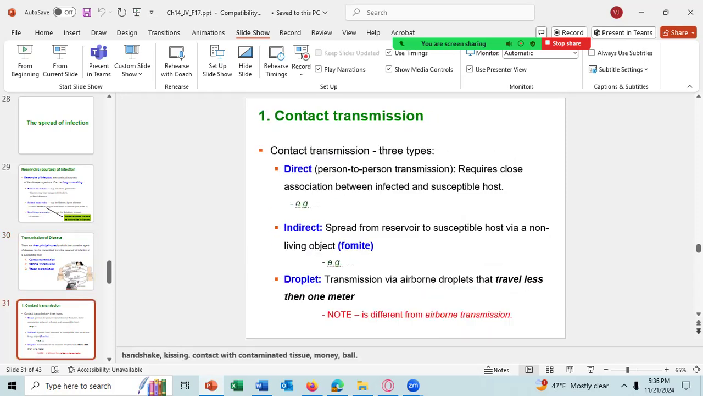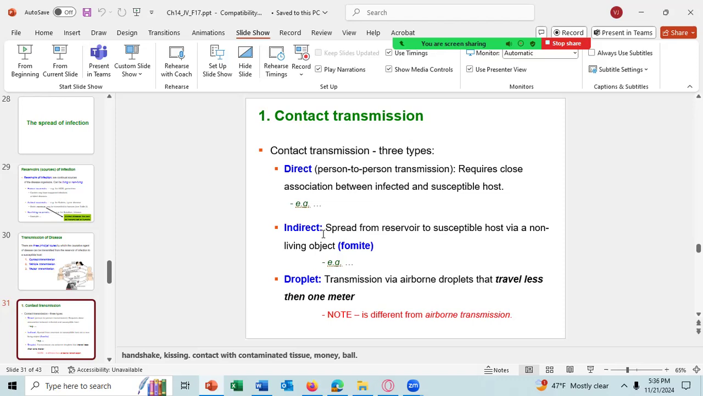All right, let's talk a little bit more about contact transmission. There are three types of contact transmission. So remember, transmission can be one of three types, and then contact transmission can also be one of three types. There's direct contact transmission, and that's direct person-to-person transmission, requiring close association between the infected and the susceptible person. A handshake is direct person to person. Kissing, direct person to person.